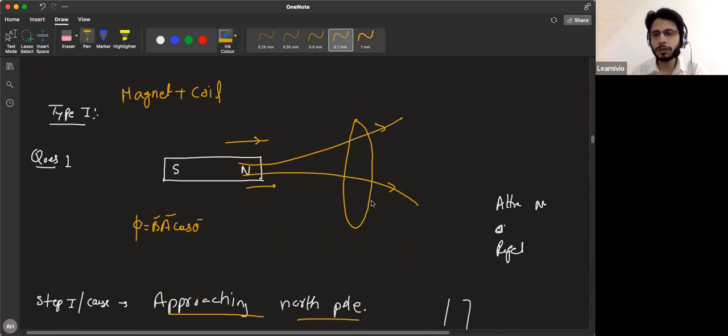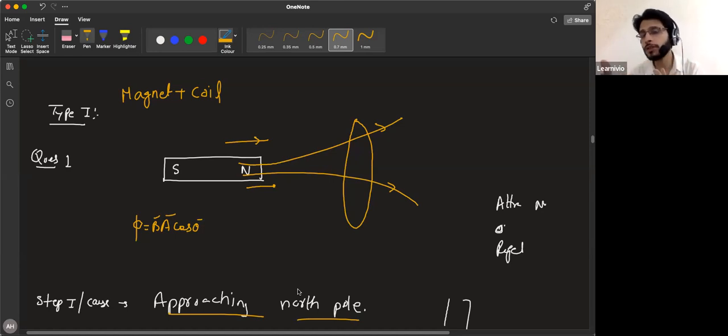What does Lenz's law say, Uneeb? What does Lenz's law say? The cause is approaching flux. Then what will the induced current do? It will support its cause or it will oppose its cause? Oppose. It will oppose its cause.